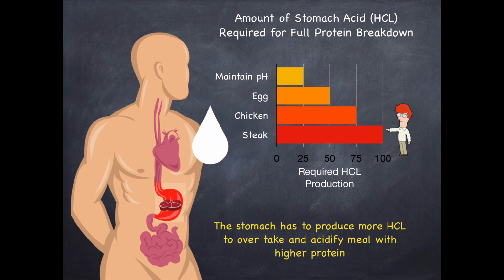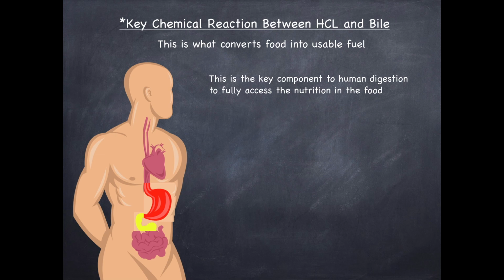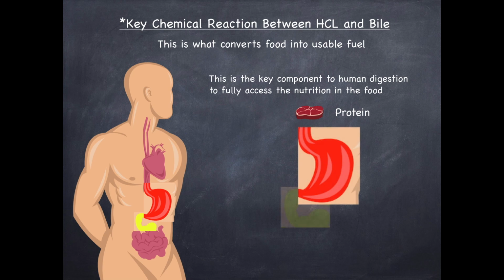Once stomach acid overtakes the food, it'll start to move down into the intestines, and it has a chemical reaction with the bile. This is what liberates and frees the nutrition from the food. This is the key component to human digestion. The first thing our meal does is it gets overtaken by stomach acid, starts to break down the protein, kills all the invaders, microbes, parasites. Then it moves into the small intestines to the second step.